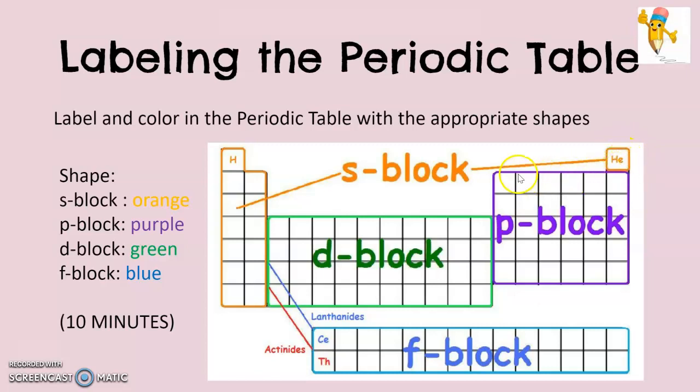The P block is going to be on the right-hand side, right? So starting here in our typical A groups for our families, right? So 3A, 4A, 5, 6, 7, and 8. So our P block is right here. Our D block is the transition metals, and then our F block is the rare earth metals. Okay, so S, P, D, and F.